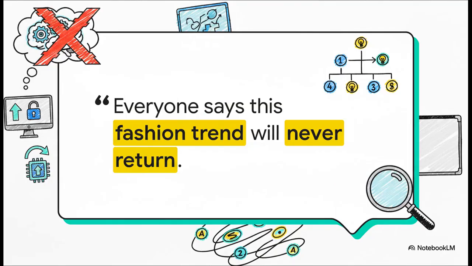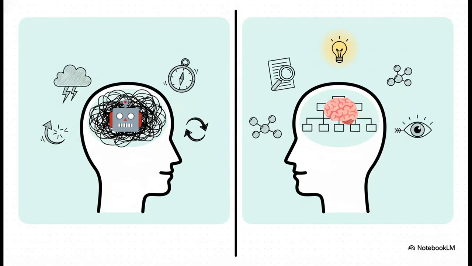Think about this one. Everyone says this fashion trend will never come back. We've all said it, right? And then sure enough, a few years later, that exact trend is everywhere. It's a funny little example, but it points to a serious flaw in our thinking. We're so easily swayed by the crowd, even when the evidence shows the crowd is wrong a lot. So, here's the deal.